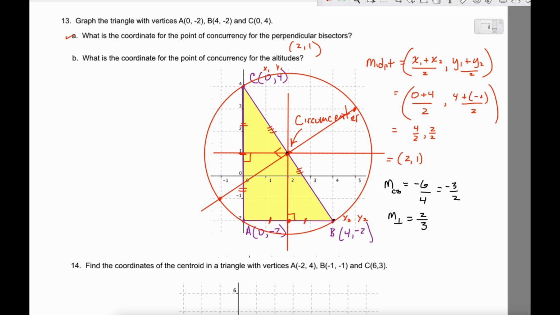Let's take a look at B. What is the coordinate for the point of concurrency for the altitudes? So where all the altitudes meet, we call that the orthocenter. So I could have phrased this question, where is the orthocenter? Okay, the orthocenter is where all the altitudes meet. So if we notice, this triangle here is already a right triangle, right here. So angle CAB is already, right? The measure of angle CAB is 90 degrees.